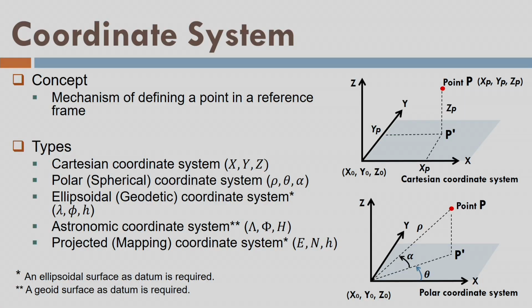So we have other types of systems also which are very relevant for the Earth. One is called the ellipsoidal or geodetic coordinate system. Remember, it is not a geodetic reference frame, it is a geodetic coordinate system, and it is called lambda, phi, h, where h, lambda and phi are small Greek letters. Then we have the astronomic coordinate system, where I am using capital lambda, capital phi and capital H.